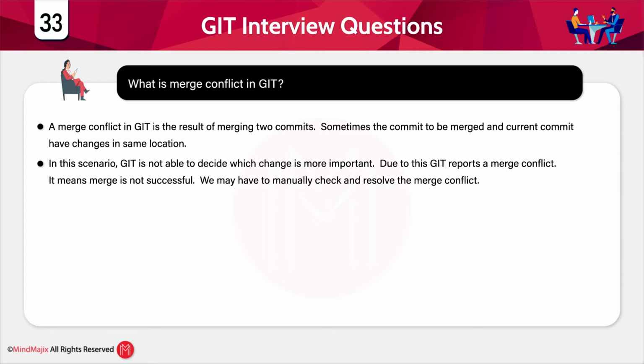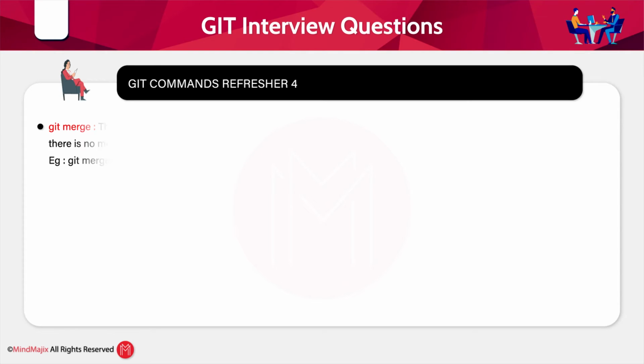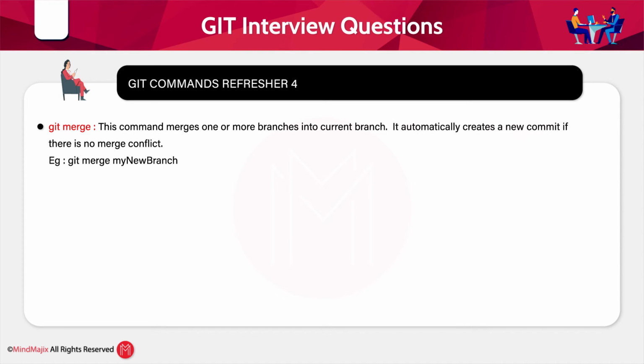See, it means merge is not successful. Okay. We may have to manually check and resolve that merge conflicts. Git merge. See, Git merge operation. It allows us to what? Merge. See, if you want to merge the feature branch, we have to switch to what? Switch to master branch. From master, we have to merge the feature branch.